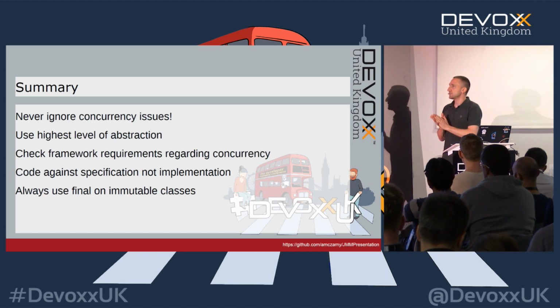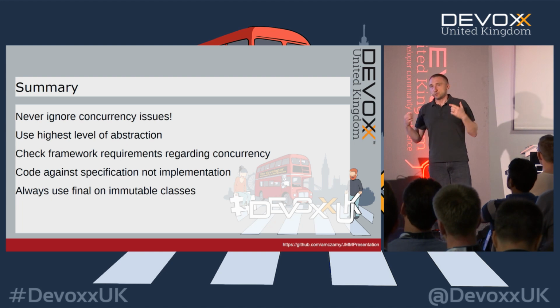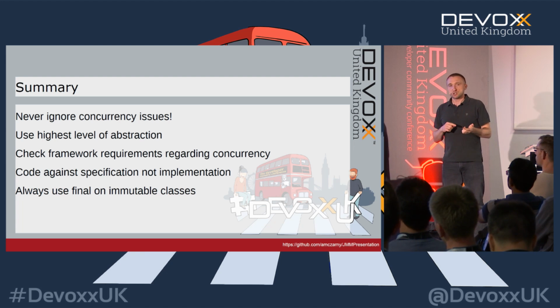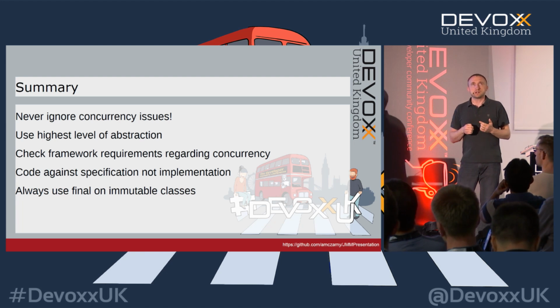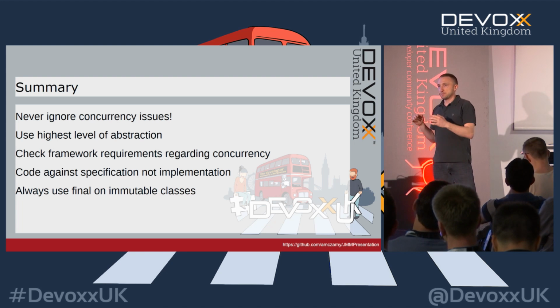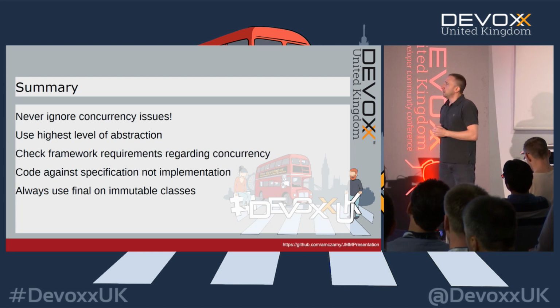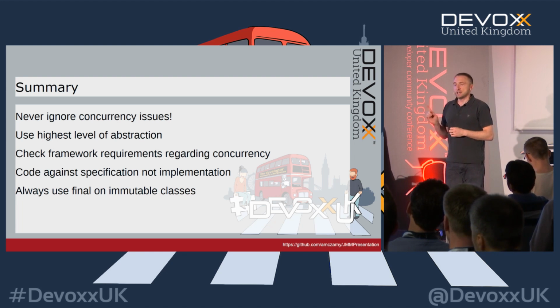All right, let's recap. So never ignore concurrency issues. They are real, they can hit your production and be very difficult to reproduce. Use the highest level abstractions you can. Check frameworks for requirements about happens-before order. Every mature framework will have something about happens-before order to help you understand which writes are visible. Code against specification, not implementation.